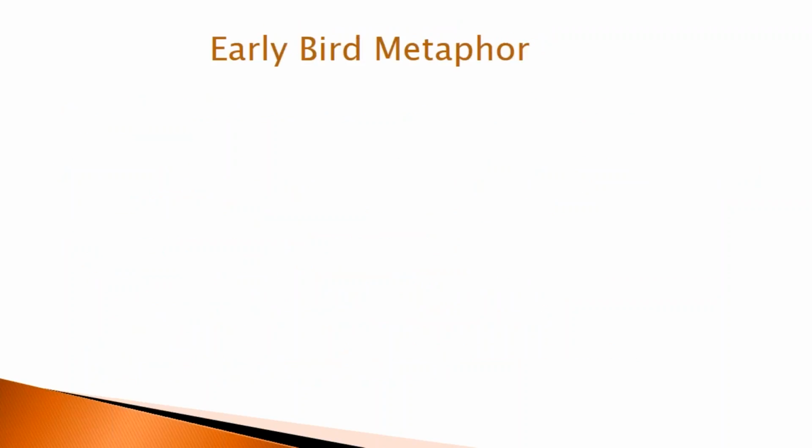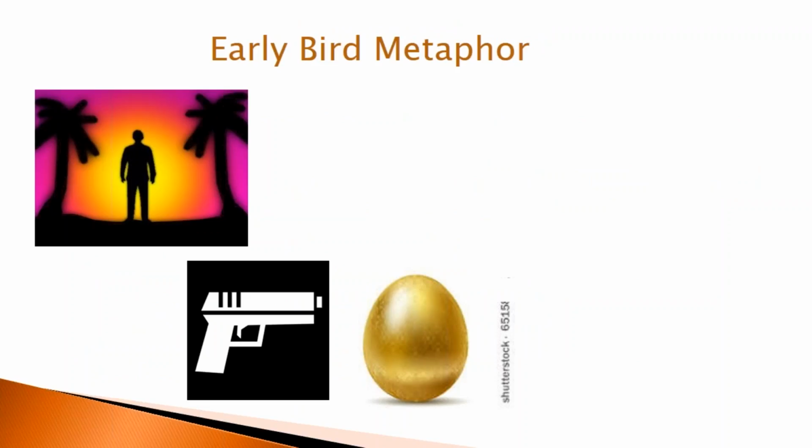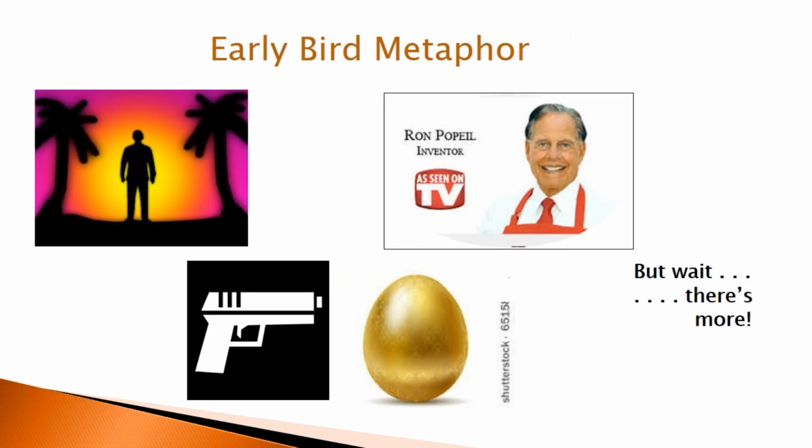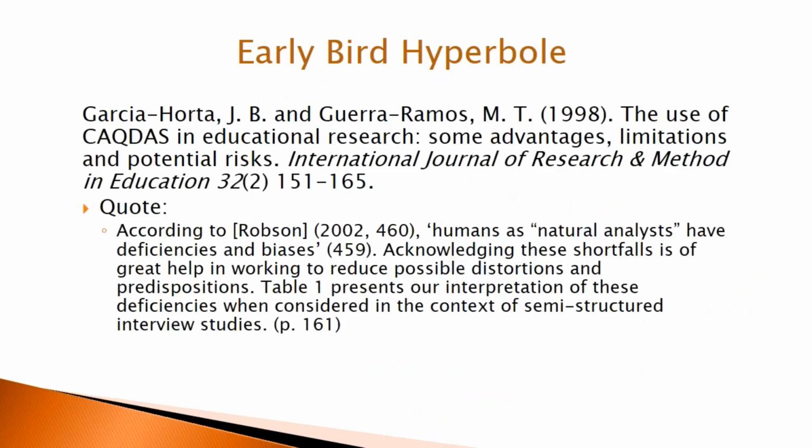So the early bird metaphor. I often think of this as the promised land, silver bullet, golden egg, Ron Popeil trope. And so again, this trope is about how wonderful everything could be and how this will solve all of your problems. Here's an example of some of the early bird hyperbole in the literature.